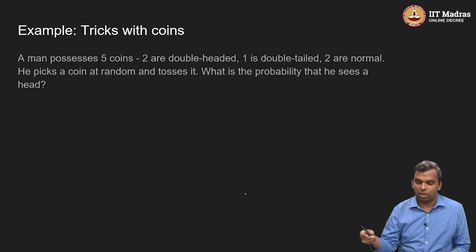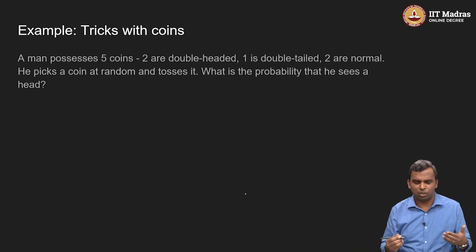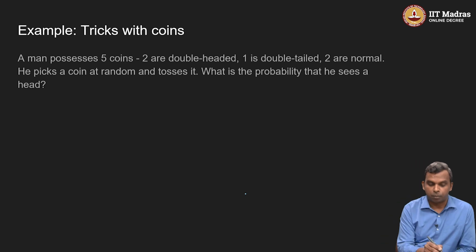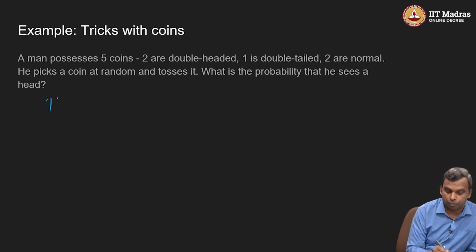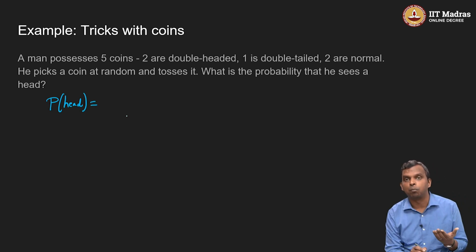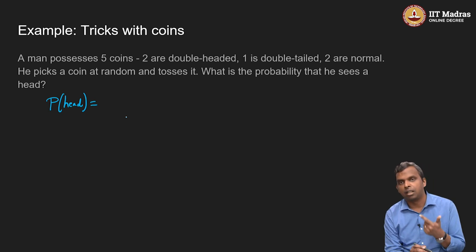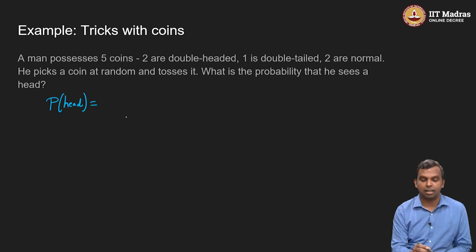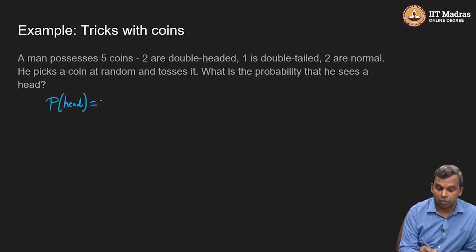So again, you can see the law of total probability comes into the picture naturally, right? So P of head. I am going to condition on what could have happened in the choice of the coin. What are the 3 things that could have possibly happened when you pick a coin? The coin should either be double headed or double tailed or normal. Those are the 3 possibilities for the coin. So you can condition on that and then the law of total probability will give you what you want.